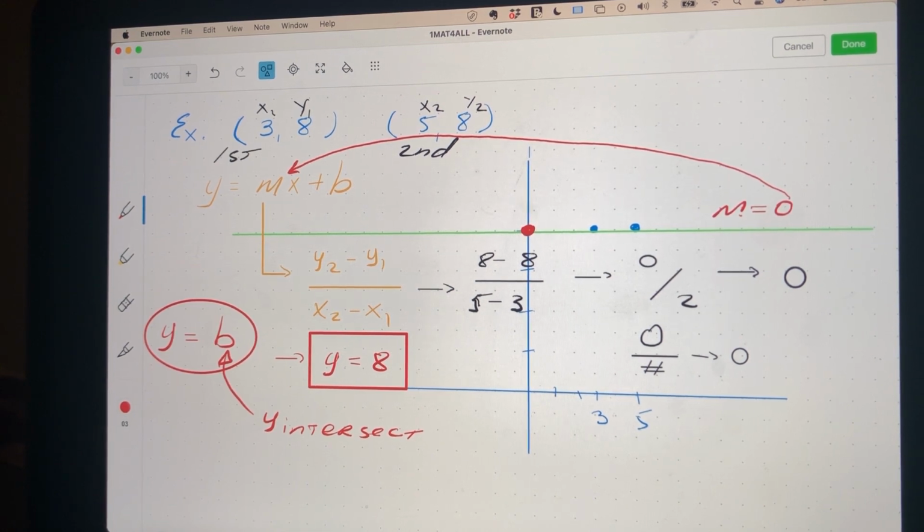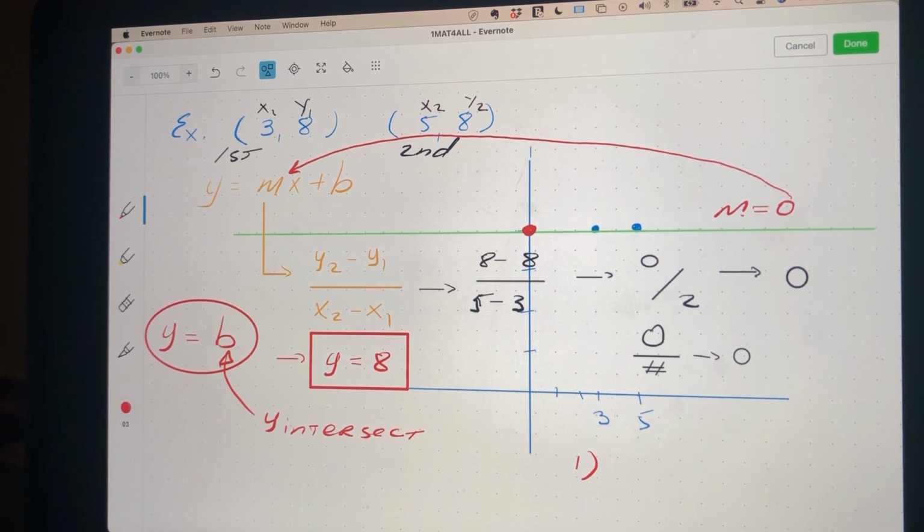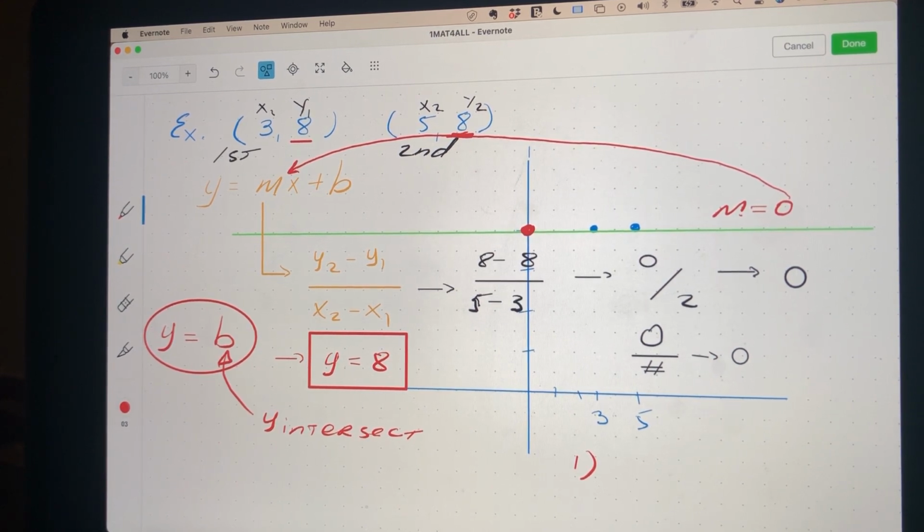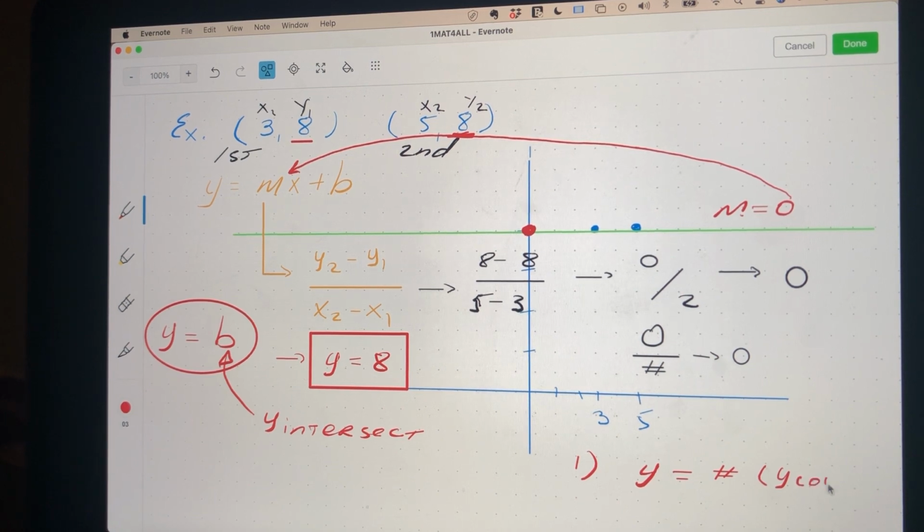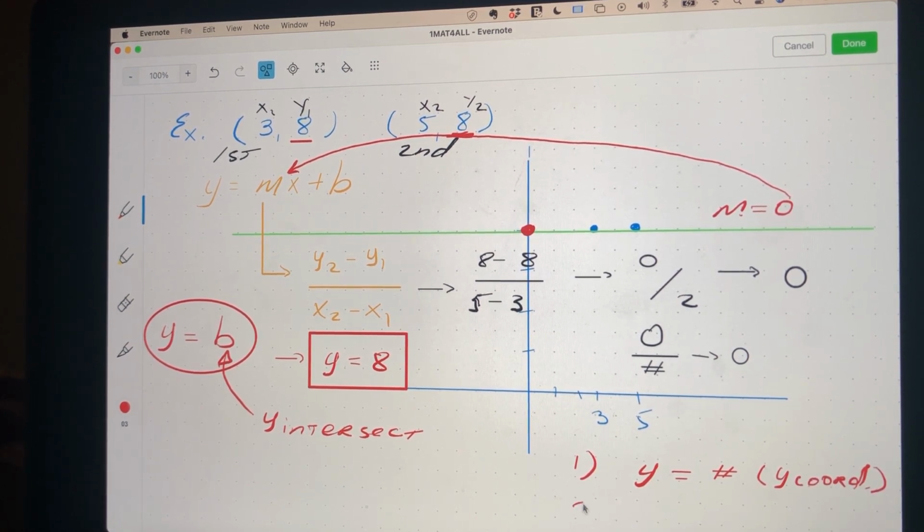So every horizontal line has 2 properties. The first one is, you will notice that both y coordinates are the same, and the equation is going to be y equals that number, that y coordinate. That's the first fact. And the second fact, of course, is that the slope would always be 0.